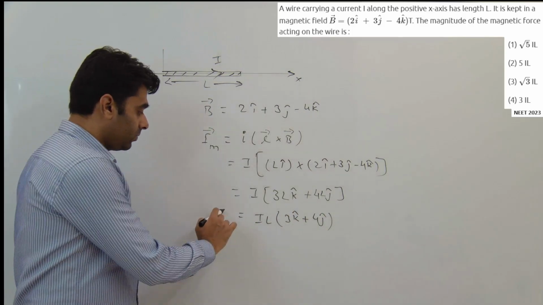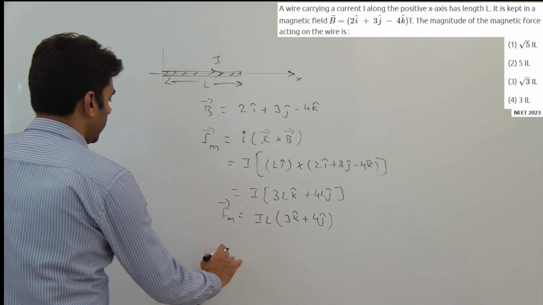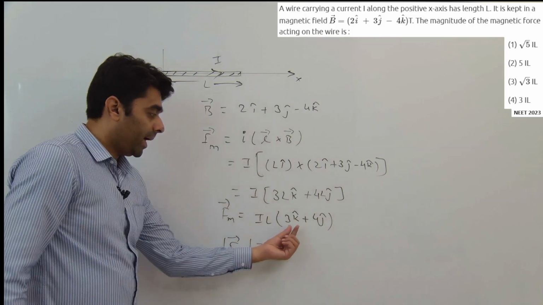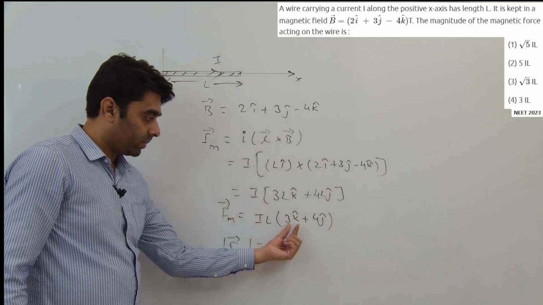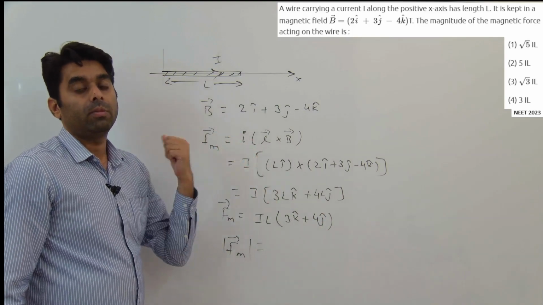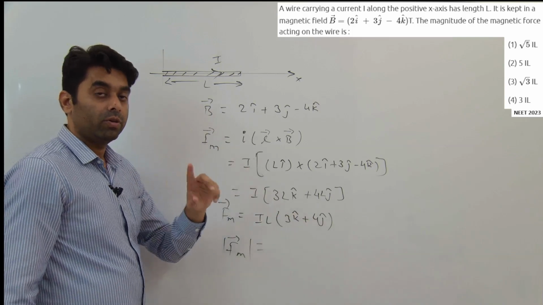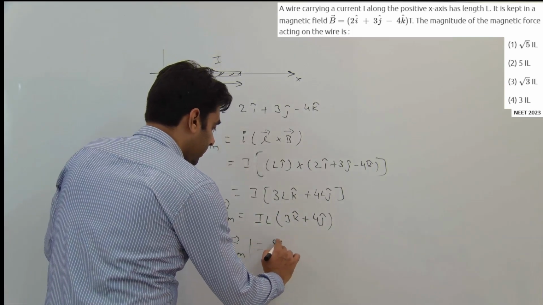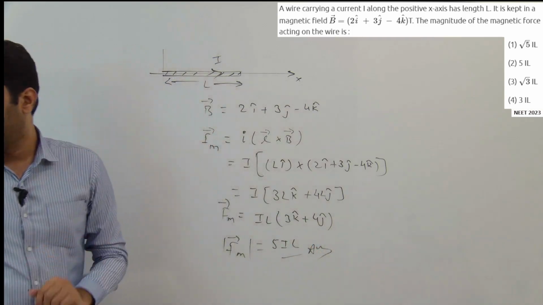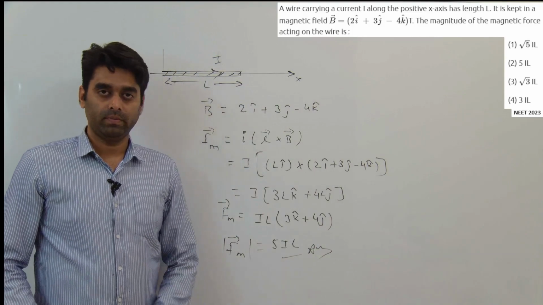But what have they asked us? They have asked us the magnitude of the magnetic force. If we find out the magnitude of 3k cap plus 4j cap, it will come out to be root over 3 square plus 4 square, which comes out to be your 5. So ultimately our answer is 5IL. Which option is it? Option number 2 is our correct answer, right?